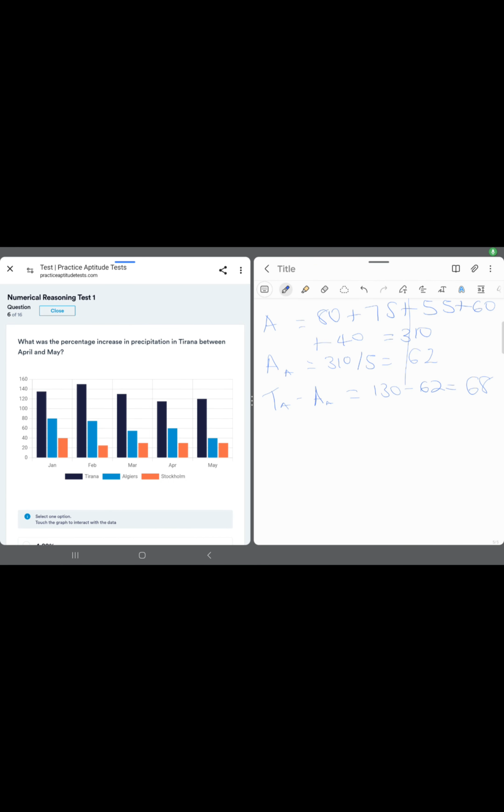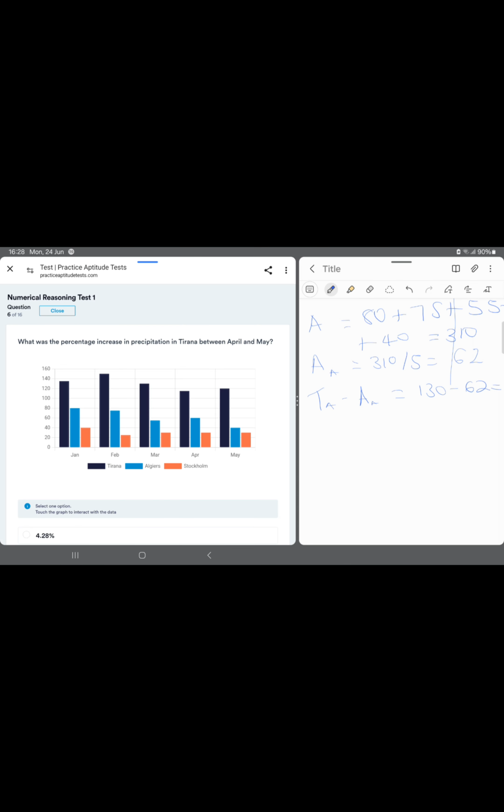Question number 6 says, what was the percentage increase in precipitation in Tirana between April and May? So we know that for April, Tirana is the dark one, dark blue, so it's 115. And then for May, we've got 120.